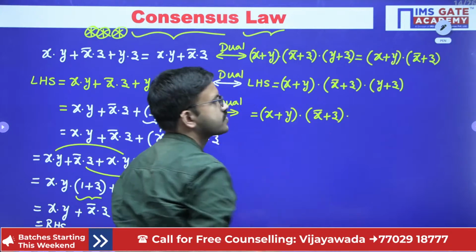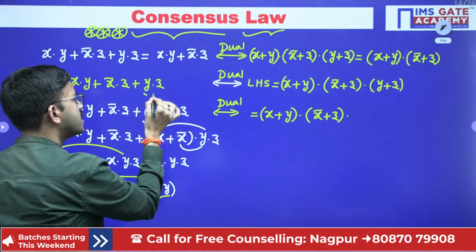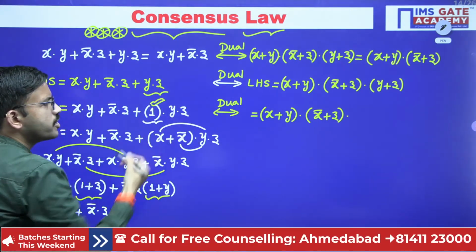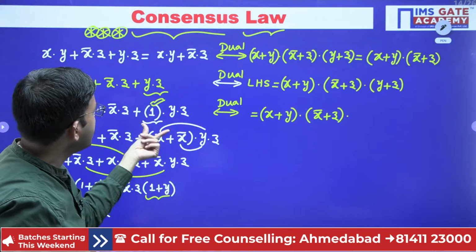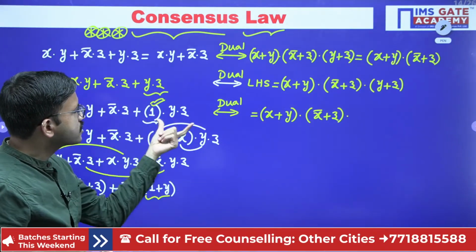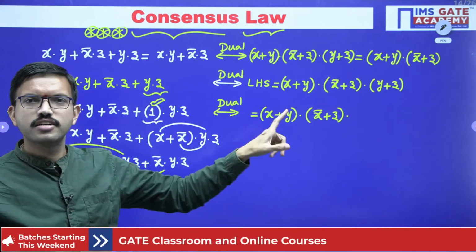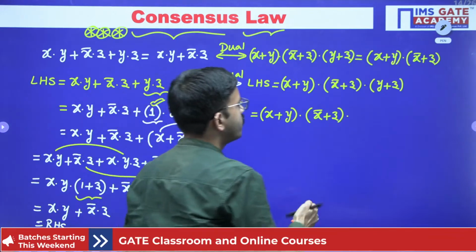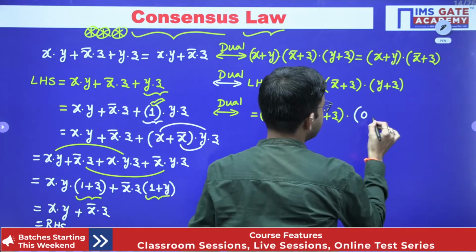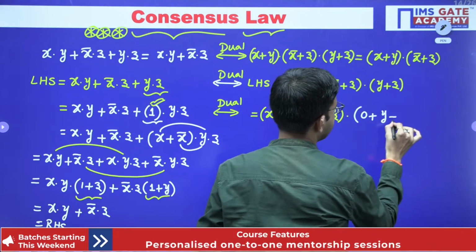Now tell me regarding the third term. Here I have multiplied yz with 1. Then the resultant term will remain same. Now just tell me regarding this one, what is the dual term? For 1, what is the dual? 0. For 1, the dual is 0. And here logical and is there, logical or y and z is there, y plus z.